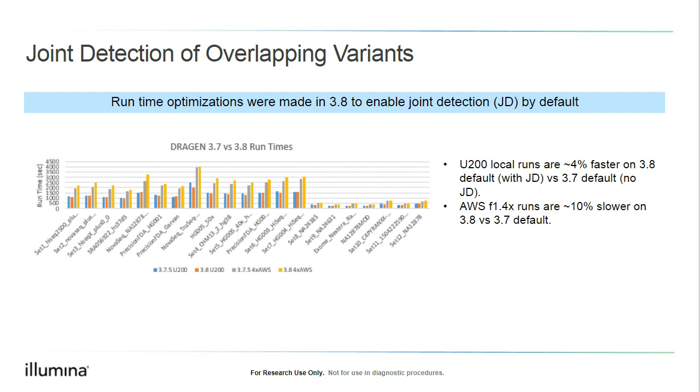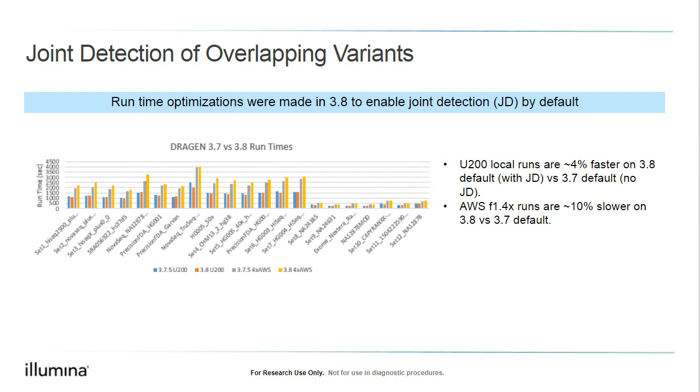In 3.8, what we have done is we have addressed that issue. Now the local runs or runs on the DRAGEN server are about 4% faster on 3.8 with joint detection enabled versus 3.7 without this feature. So we have not only resolved the issue of speed, but now because it's enabled by default, you should see accuracy improvements with this feature. With the F1.4x, if you run this on the cloud, we still are running a little bit slower.